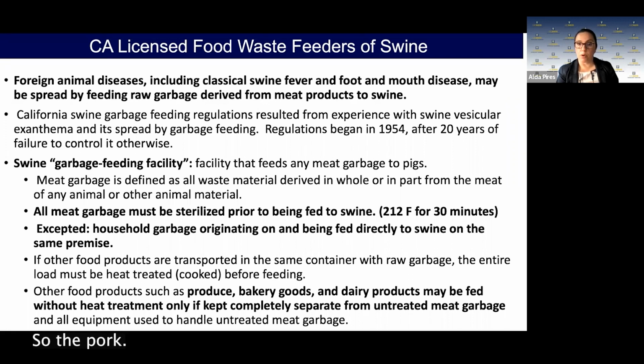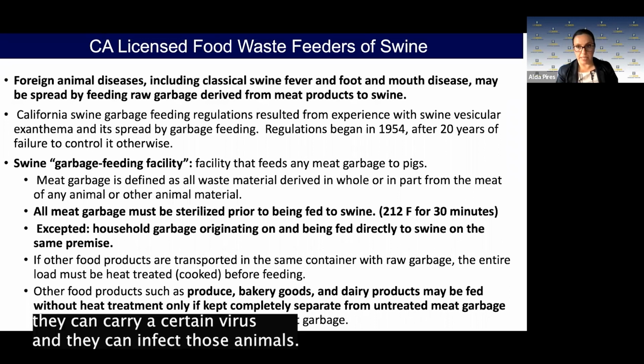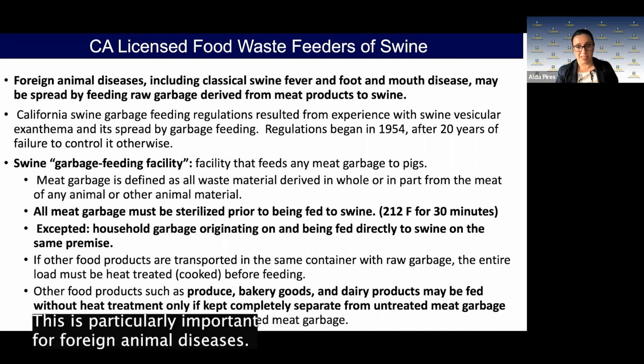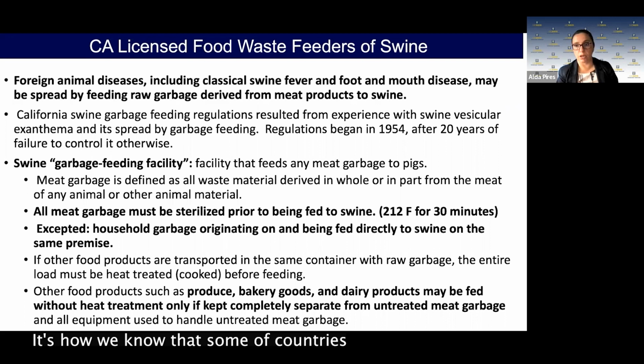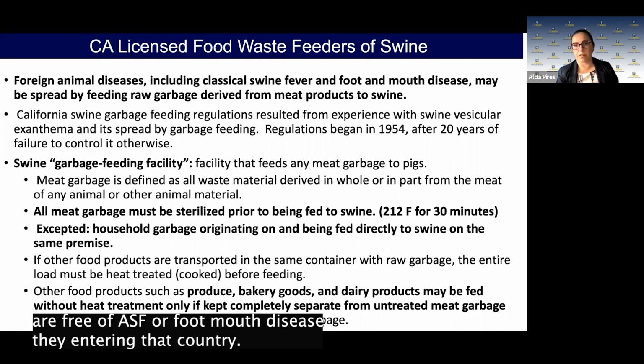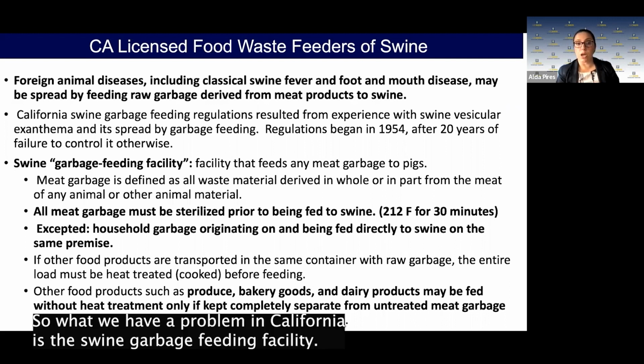So if you feed meat products, they can carry certain viruses and they can infect those animals. This is particularly important for foreign animal diseases. That's how we know that some countries that were free of ASF or foot-and-mouth disease got it: it entered the country through garbage. So the program we have in California is the swine garbage feeding facility.